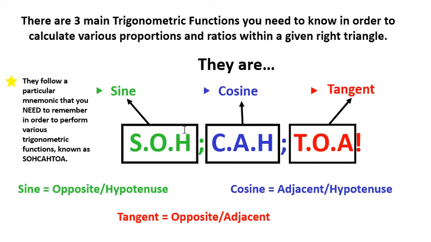They follow a particular mnemonic that you need to remember in order to perform various trigonometric functions, known as SOH-CAH-TOA. I'll repeat that one more time, SOH-CAH-TOA. So in the SOH part of SOH-CAH-TOA, sine equals opposite over hypotenuse, and in the CAH part of SOH-CAH-TOA, cosine equals adjacent over hypotenuse, and in the TOA part of SOH-CAH-TOA, tangent equals opposite over adjacent.